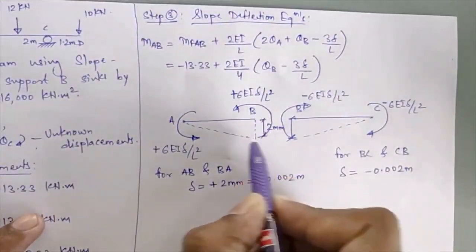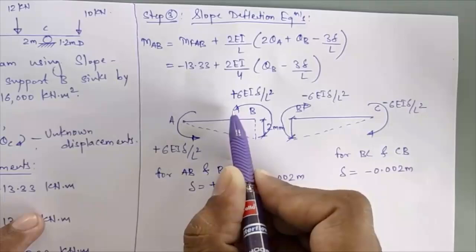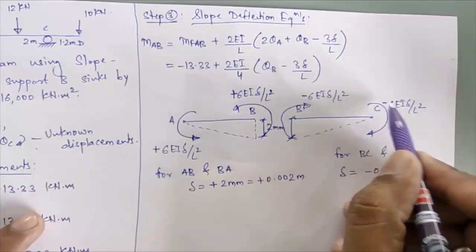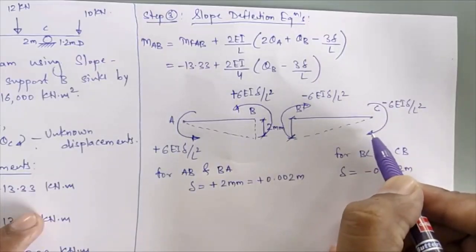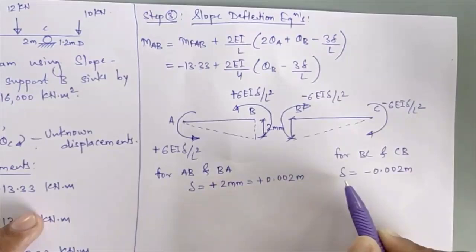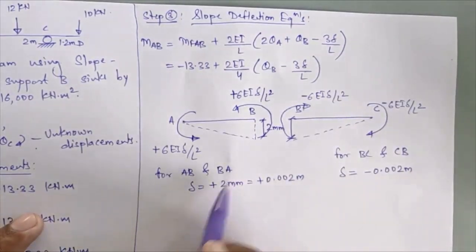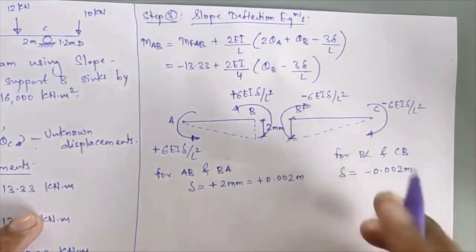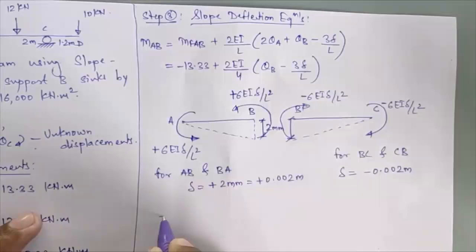If your translational rotation is in anti-clockwise nature, then consider that sign as positive, and if it is in clockwise nature, then consider it as negative. So for AB and BA you will get delta positive, and for BC and CB you will get this delta negative. So we'll substitute this in your previous equation.